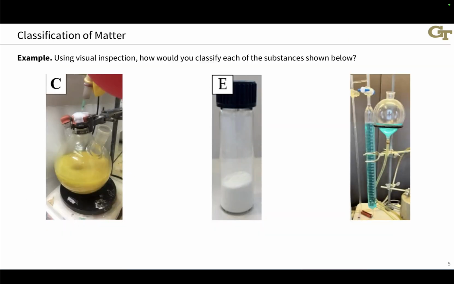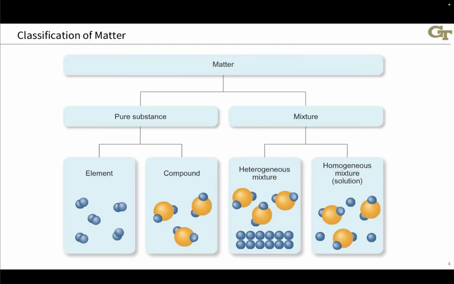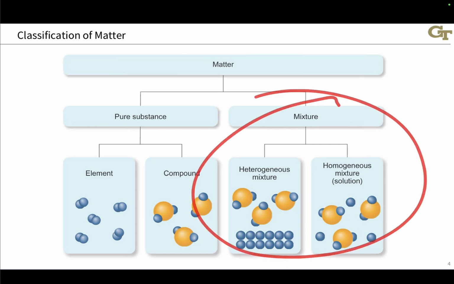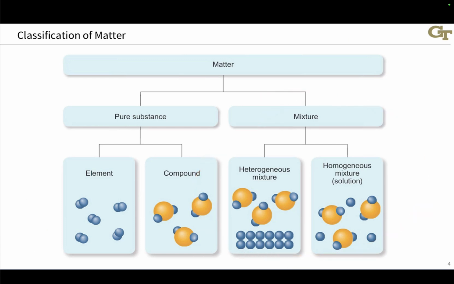To get to some practice with this, I wanted to take a look at some images from an organic synthesis procedure and think about how we would classify each of these substances just based on visual inspection. Now, to back up a slide just for a second, if we think about this carefully from our atomistic viewpoint of the world, we'll realize that everything is a mixture, really. If you get down to the level of atoms and molecules, nothing is entirely pure.